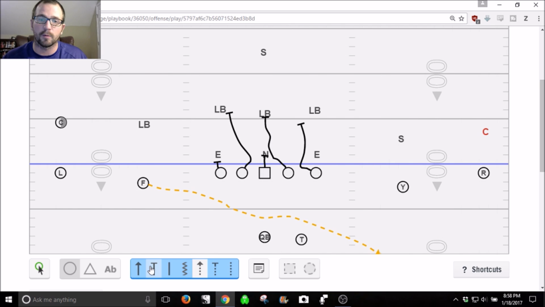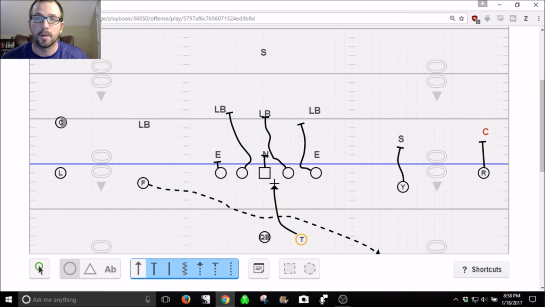Now what we do with these guys, since they're man on, is they're just blocking the man in front of them. All the quarterback is going to do is give a little play fake to the tailback, but he knows that he's not giving it to him. He's just doing that to hold this in. And then he's going to flip his hips and throw it out here to the F.